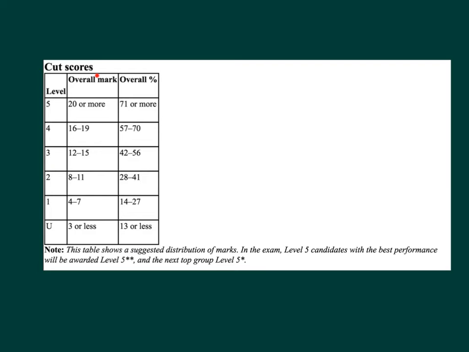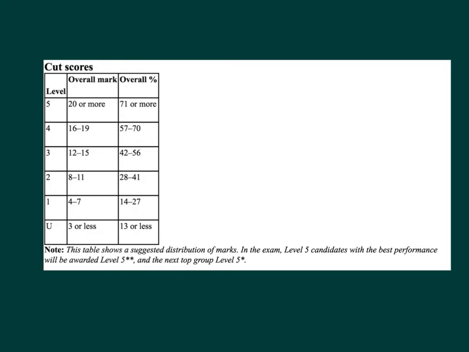Let's see the cut scores table for determining the level of performance attained by each candidate. Level, overall mark, overall percentage. Level 5, overall mark 20 or more, overall percentage 71 or more. Level 4, overall mark 16 to 19, overall percentage 57 to 70. Level 3, overall mark 12 to 15, overall percentage 42 to 56. Level 2, overall mark 8 to 11, overall percentage 28 to 41.